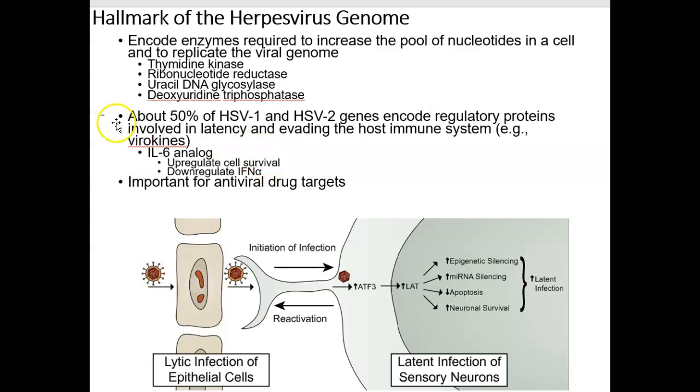Now, latency also helps it hide, because when the virus is latent in your neurons, it's not producing any active virions. It's not producing any proteins that are going to be on the surface of the cell that could get tagged or taken out by cytotoxic T cells or tagged by antibodies. When the cell is latent, it's not producing virions, which means it's not really detectable by your immune system. Your immune system can really only fight off herpes virus during an active lytic infection.